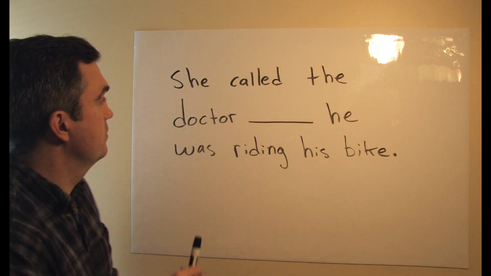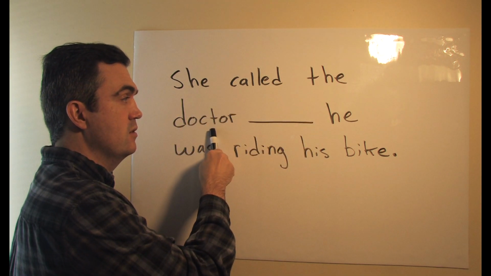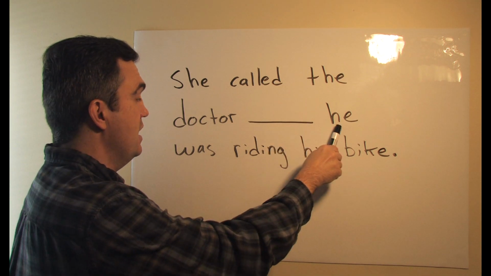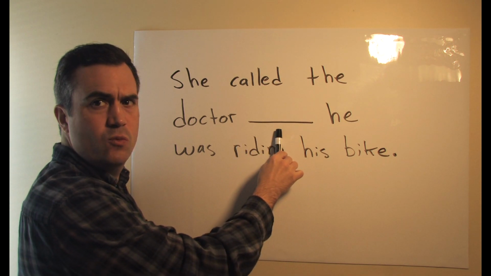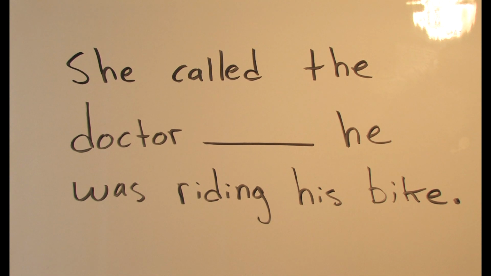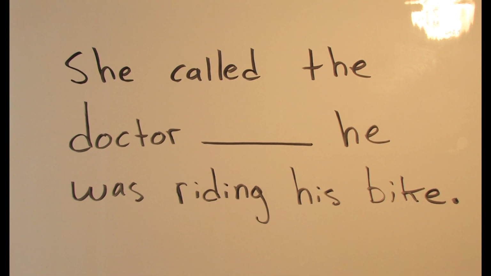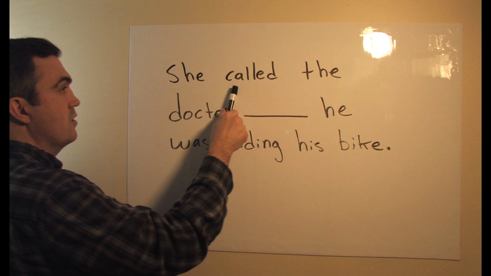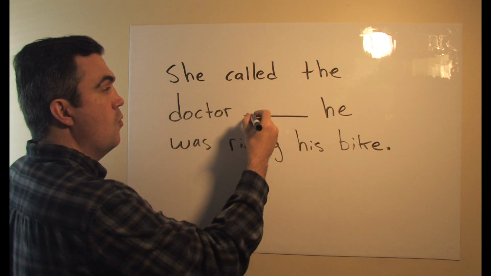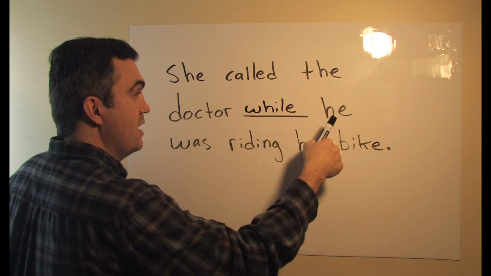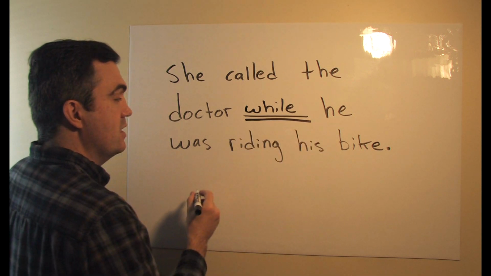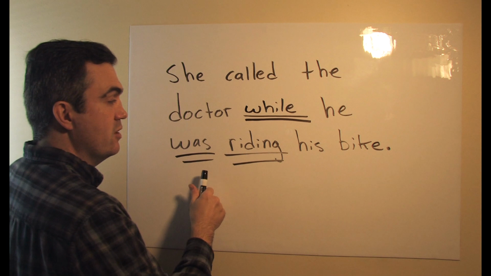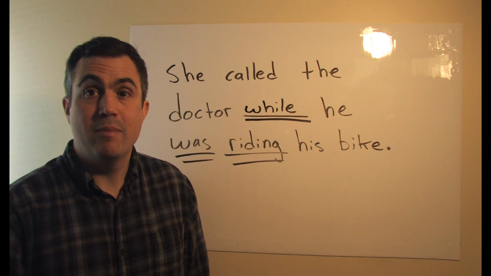What do you think? She called the doctor blank. He was riding his bike. What goes here? Is it when or while? Okay, did you get it? She called the doctor while he was riding his bike. Okay, so while is going to introduce a long action. Was riding his bike. Past progressive.